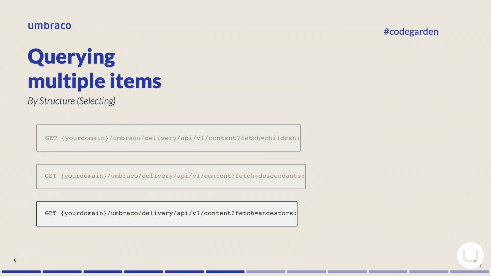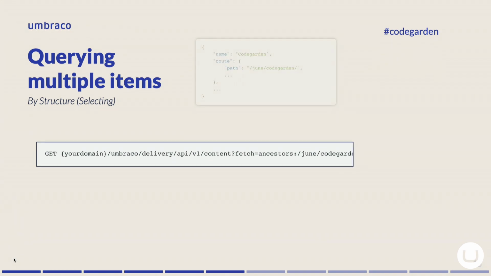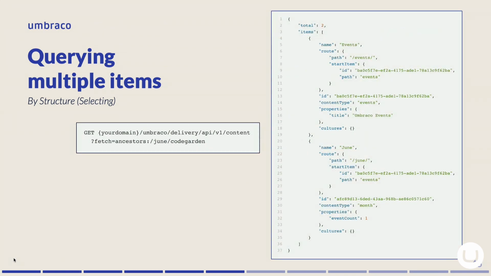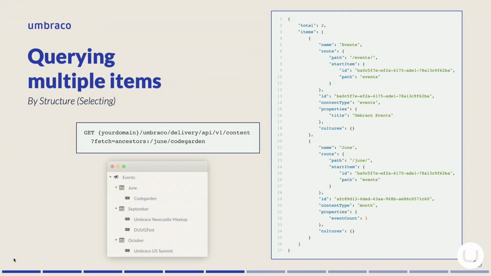And the last option is ancestors. Let's change to using path for this content node. And this is what we receive in the response. For our Codegarden node, we get the two items preceding it. We have the events and the June content node.